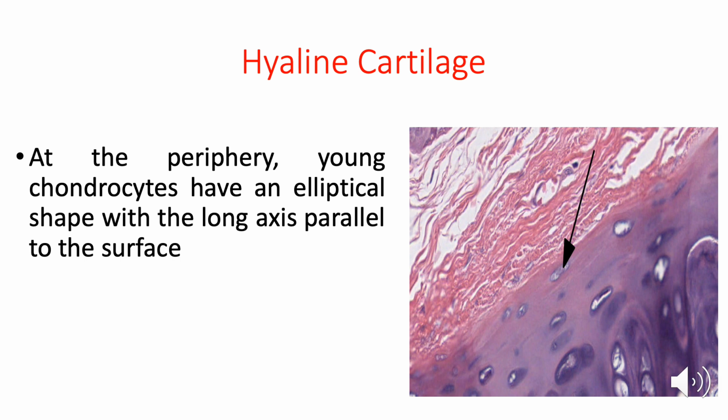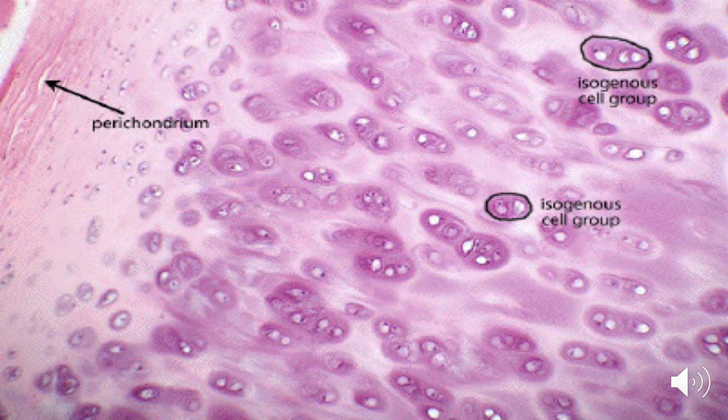At the periphery, the young chondrocytes or some of the chondroblasts appear to be elliptical in shape, just like the cell pointed by the black arrow. So the cells of the hyaline cartilage are elliptical, flat when they are found near the perichondrium. The elliptical chondrocytes near the perichondrium will eventually migrate towards the center of the hyaline cartilage, and as they are migrating, they will gain size and they will now become somehow spherical in shape.